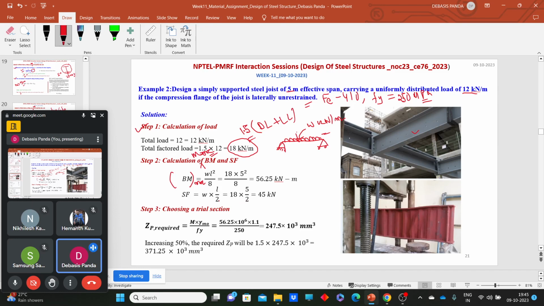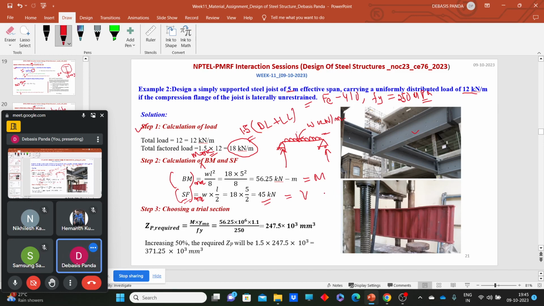And the shear force will be W into L by 2, because at the supports or the reactions, the reaction force will be nothing but W into L by 2. So the shear force comes as the factored shear force, or maximum. So make it like maximum. So this is nothing but your M, the maximum bending moment, and this is nothing but your V, the maximum shear force.